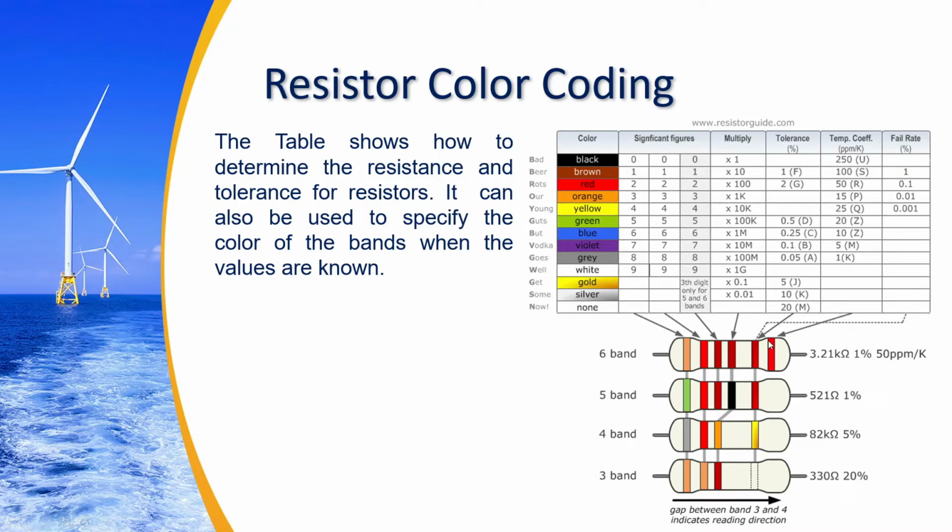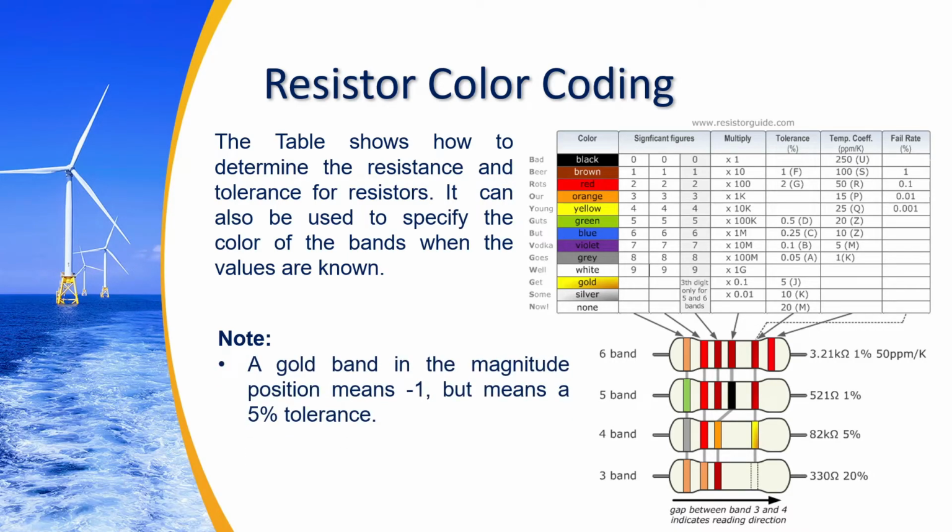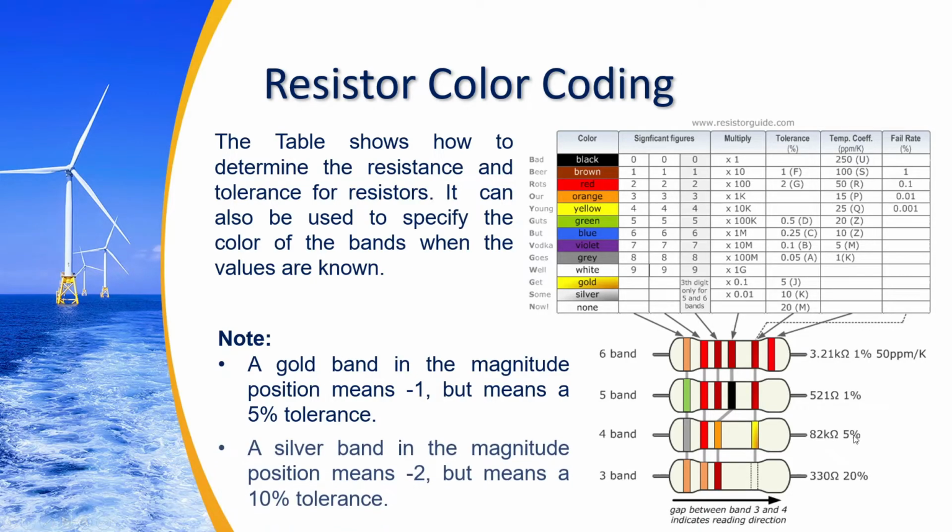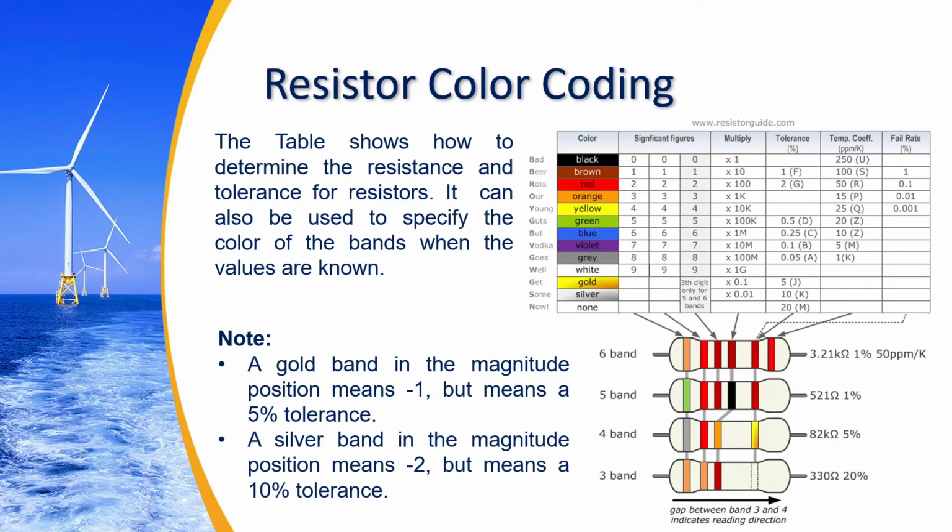Okay? So, take note na a gold band in magnitude position means -1 but means 5% tolerance lang. So, kapag gold ang nakita nyo dito sa 4 band, meron lang siyang 5% tolerance. Kapag naman nakita nyo is 10% tolerance, meron daw siyang magnitude position means -2. Okay, so 10% tolerance naman siya.